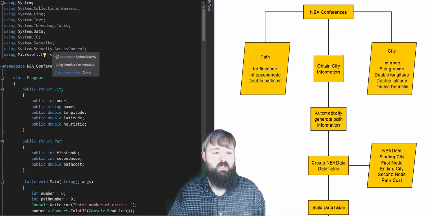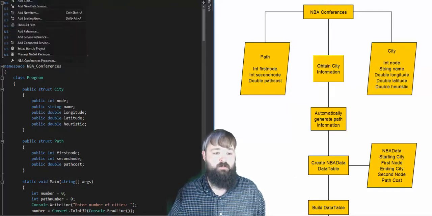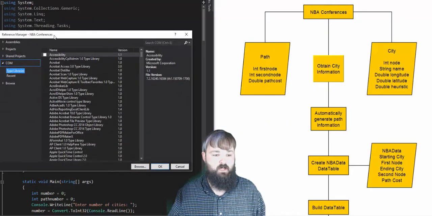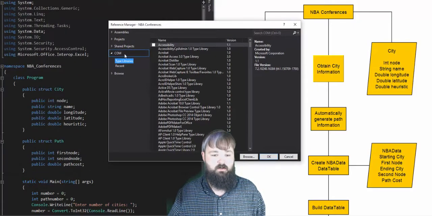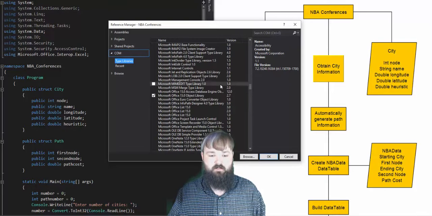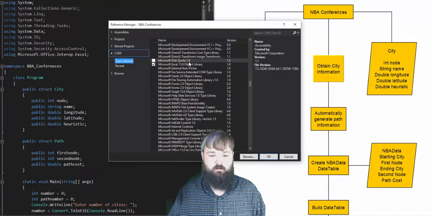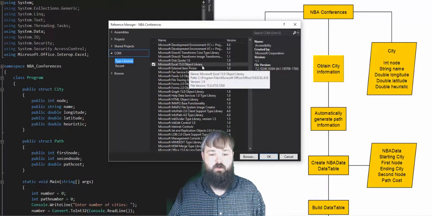First of all, you're going to want to go to Project up at the top. I know it's not on the screen. And then you're going to go down to Add Reference. You'll see on the left-hand side here, COM Type Libraries. You're going to want to click that, and it'll come up with this giant list. You want to go all the way down until you find Microsoft Office or Microsoft Excel 15.0 Object Library.